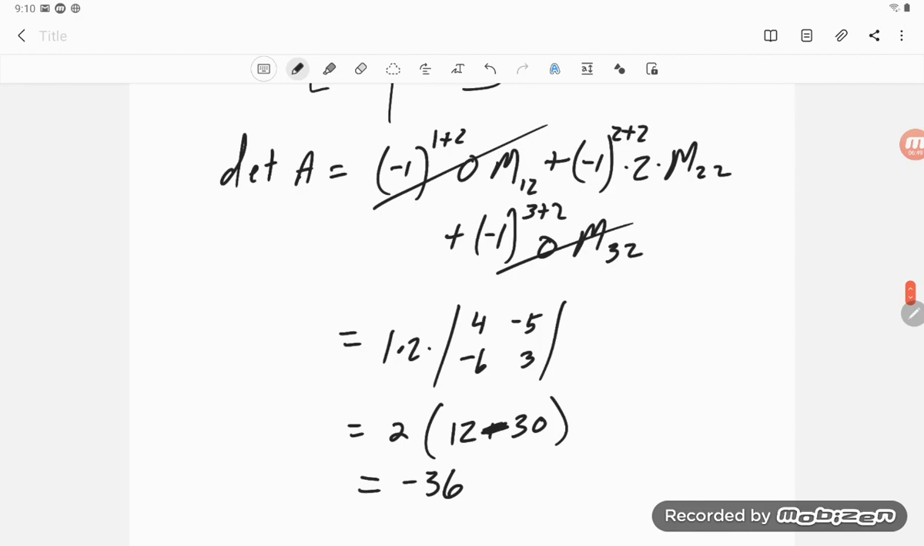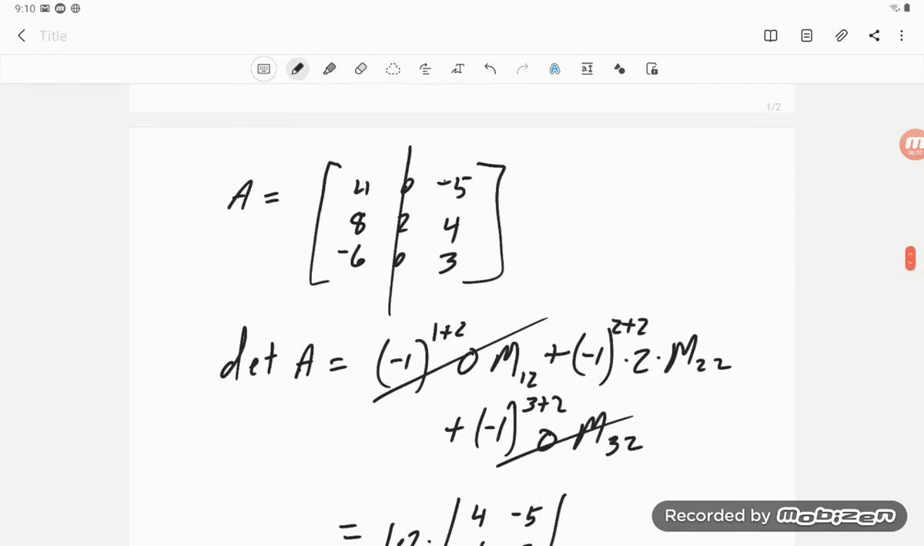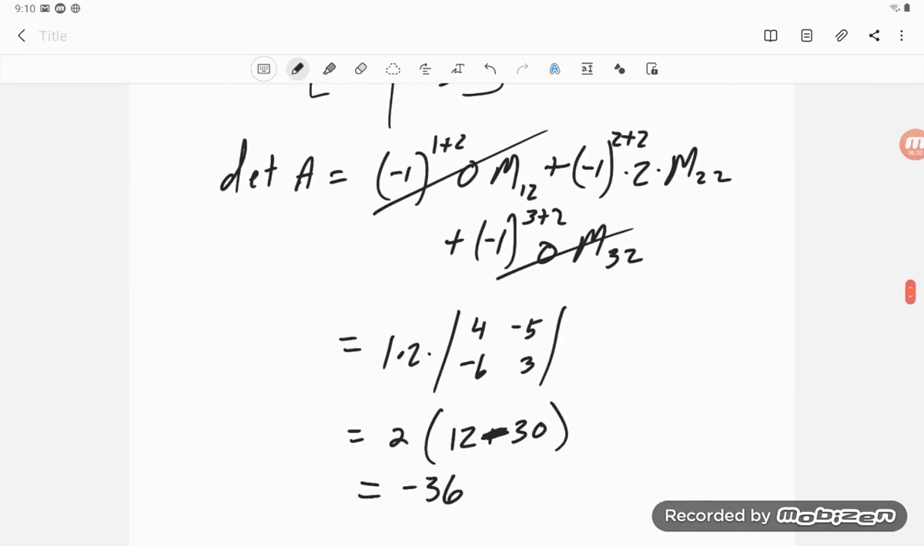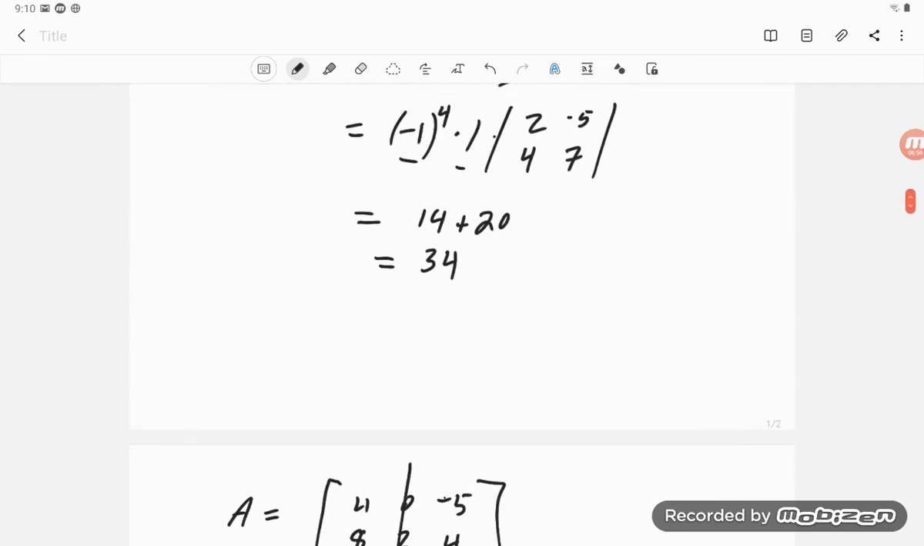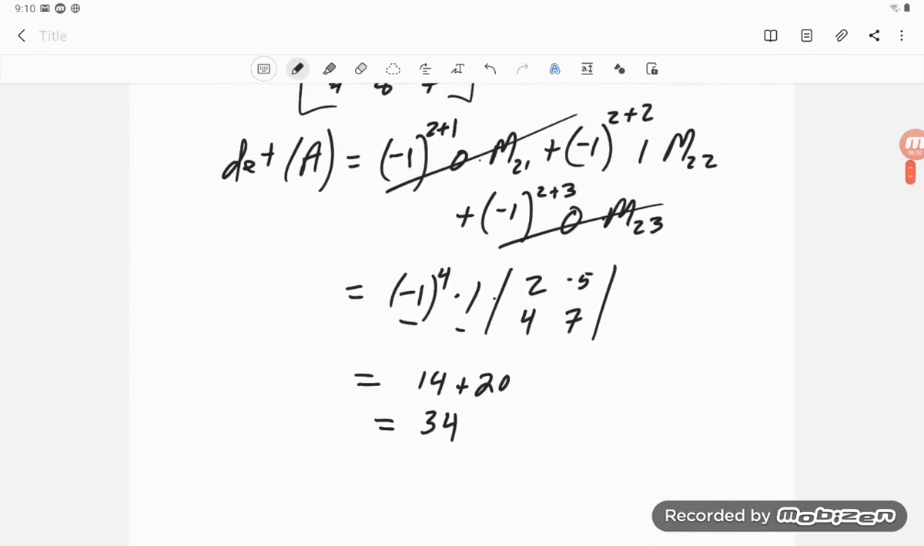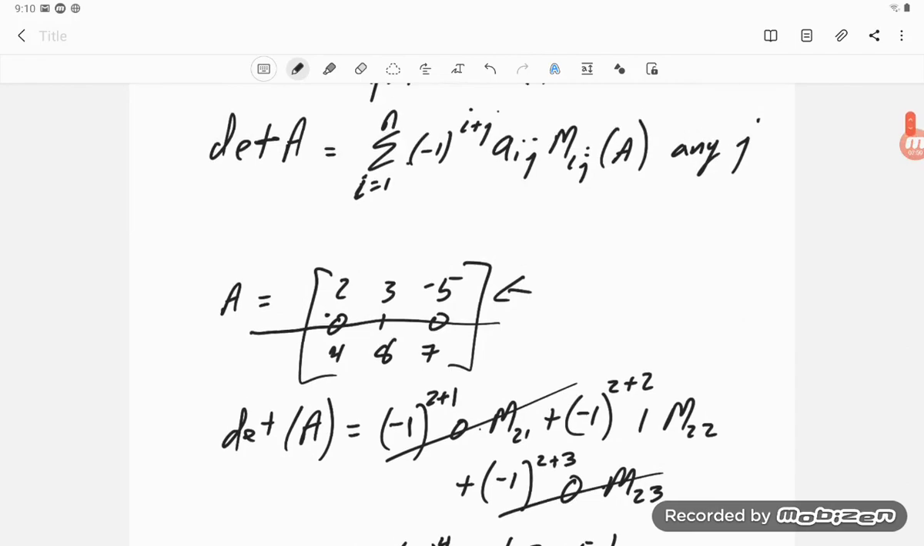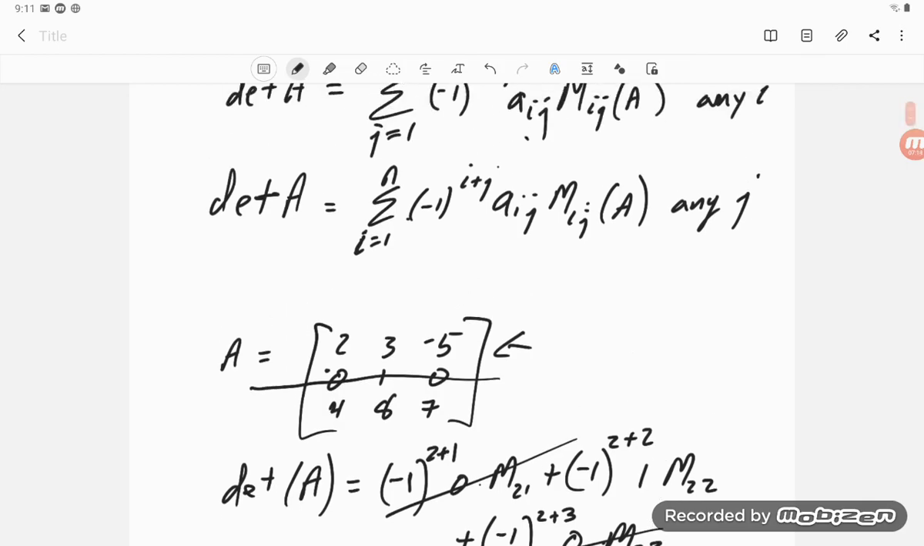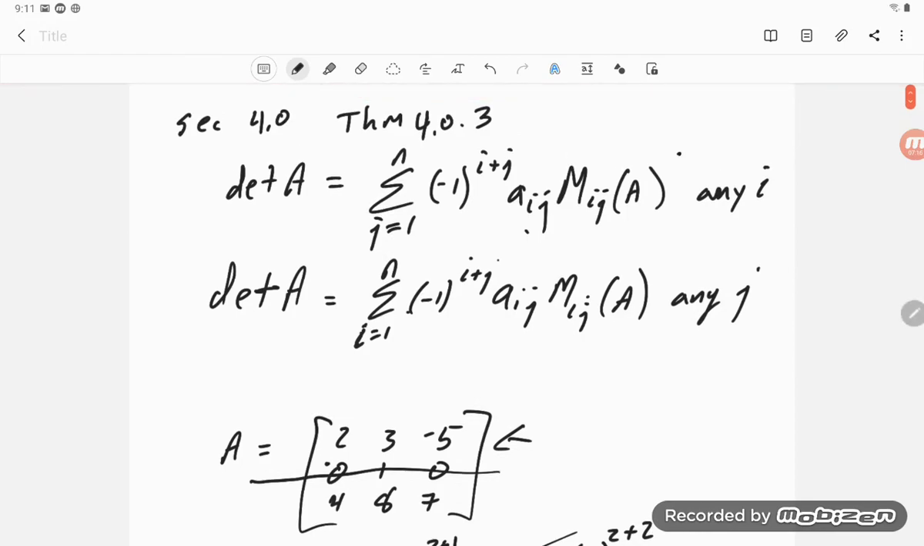Okay, so that's theorem 4.0.3, and how we can use it in a practical way to help us calculate a determinant for something that maybe has a lot of zeros in it. We can exploit those zeros by choosing any particular row or column. Okay, so we can do it any way we want.